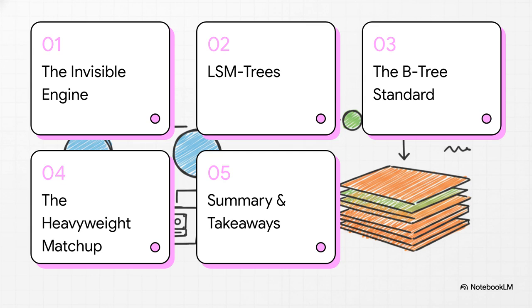We'll start with the invisible engine, move into log-structured storage, then check out the B-tree standard, followed by the heavyweight matchup between the two, and wrap up with a summary and takeaways. Let's get right into it.